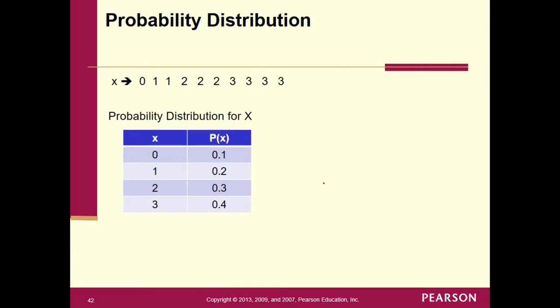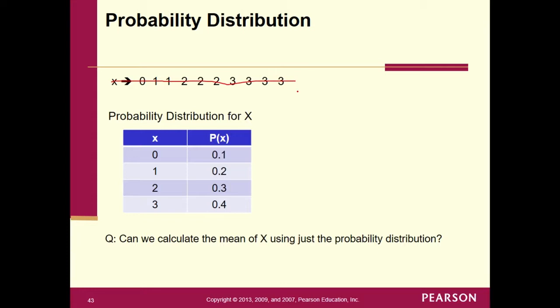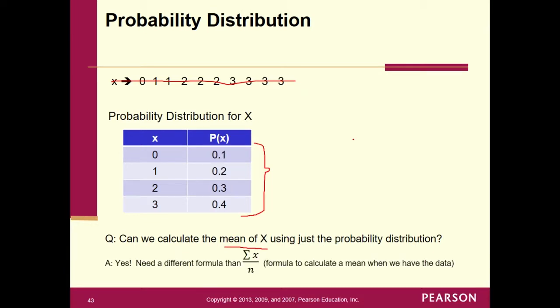Okay, so now, here's my question. Can we calculate the mean of x using just the probability distribution? We are not going to use the raw data. Can we just use these values right here to calculate the mean of x? Remember, what did we find out the mean of x was? It was equal to 2. But could we use just this information right here to figure out the mean of x? And the answer is yes.